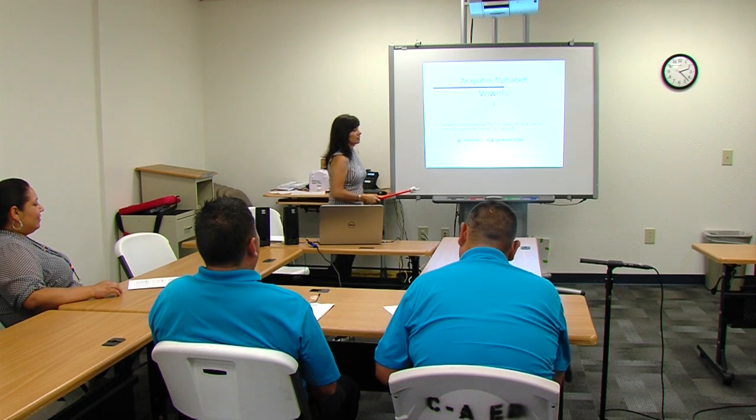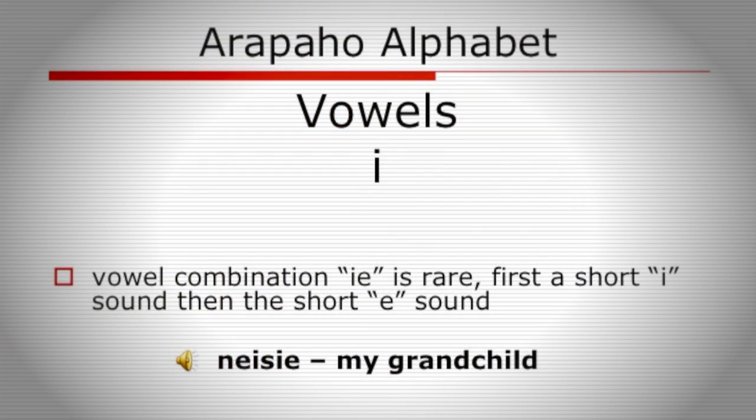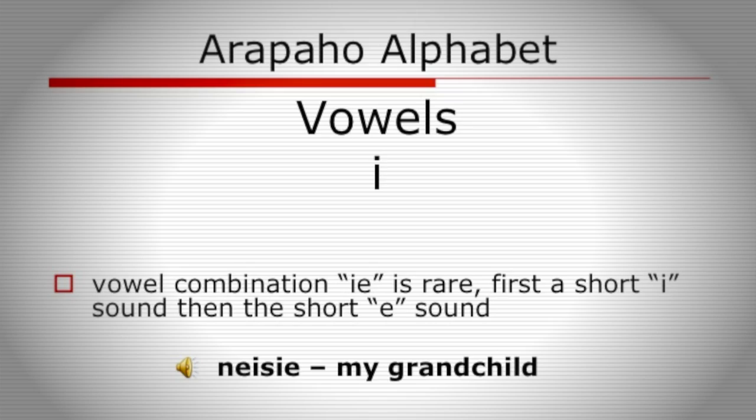This combination is rare, but we've heard this word. First you get a short I sound, then the short E. Ne sia. Nasia. Okay. Two vowel combinations in this word. E and an I together, long A sound. Then ia. Nasia.